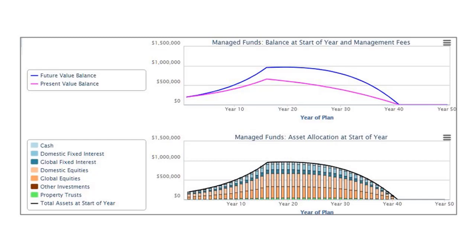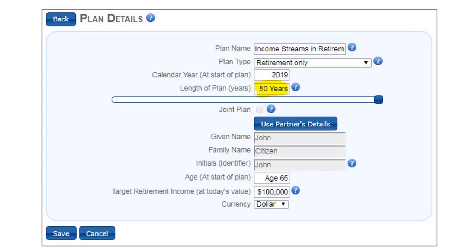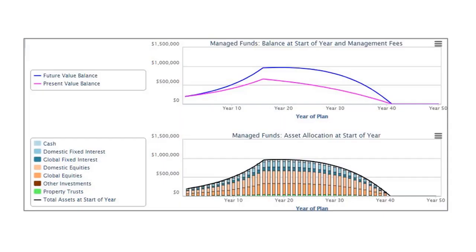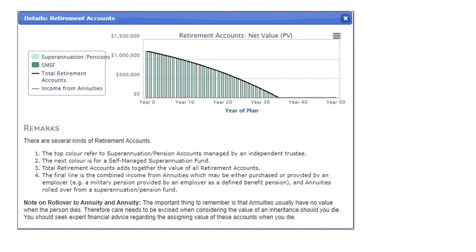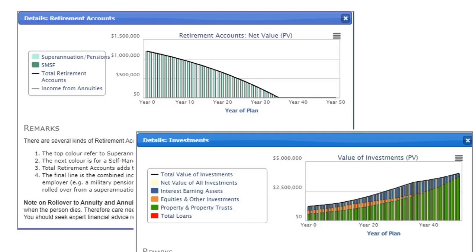Note that as you expand and contract the plan length, any entries made in the hidden section are retained for future use. It is just a matter of going to Plan Details page and changing the length of the plan. In the plan, you can quickly scroll your mouse over the graphs to view the results year by year. The review chevron is also an excellent place to carry out this type of review quickly. Using the information icon, details for each dial can be accessed.